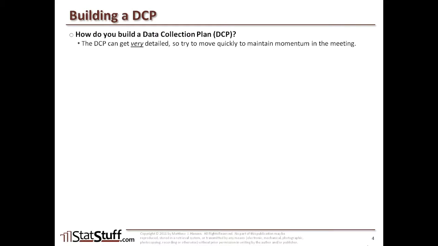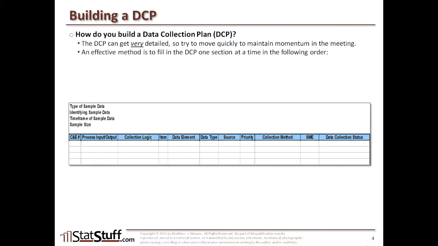Okay, now let's talk about how to build the DCP by reviewing the various sections it contains. Well, building the DCP can get very detailed. Because of that, we've got to move really quickly in order to maintain momentum within this meeting to keep your team fully engaged. So an effective method for doing that is to try to fill up the DCP one section at a time. And I would recommend possibly following this type of order.